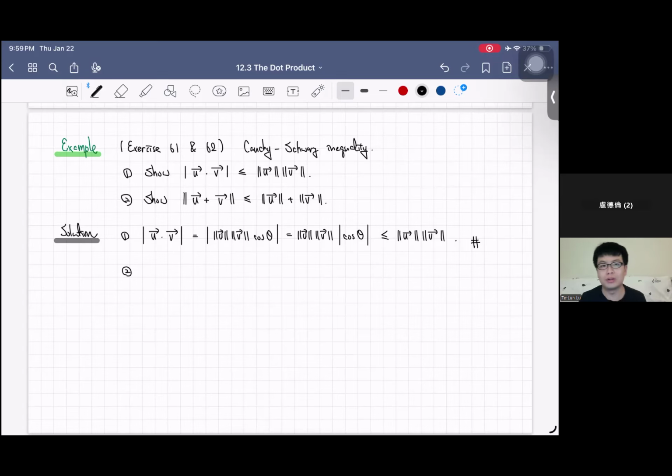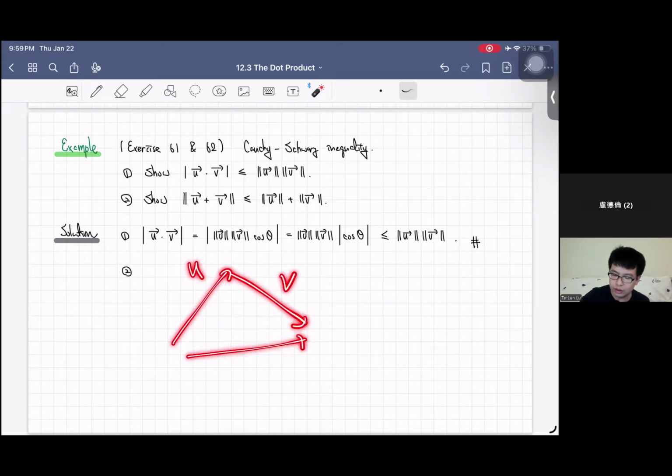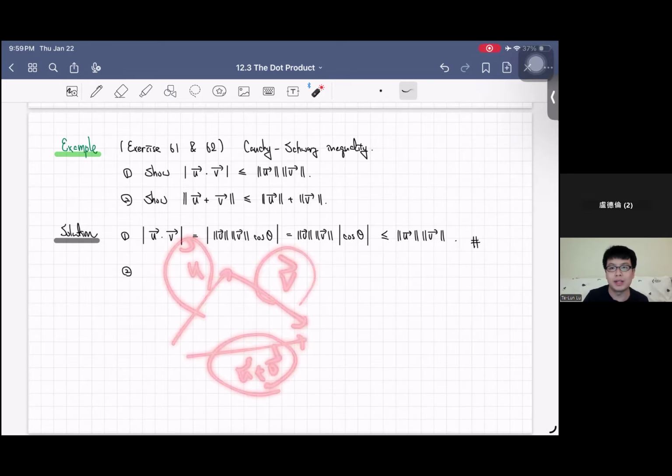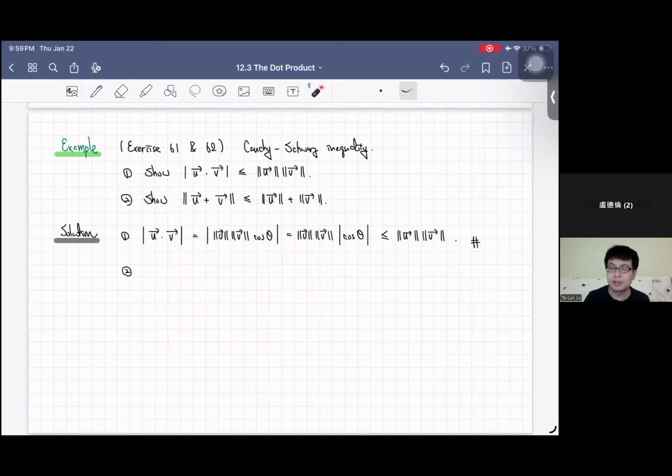Secondly, let's see how to prove this. So this is basically the triangular inequality, right? If you have u, if you have v, this is u plus v. So the third side will always be less than the two sides summing up. So geometrically, you have that. Now let's prove it algebraically.